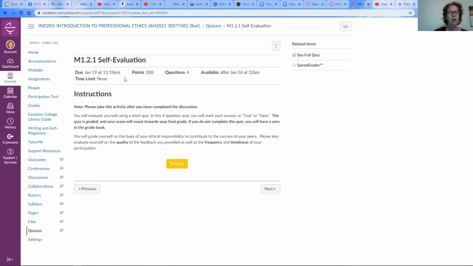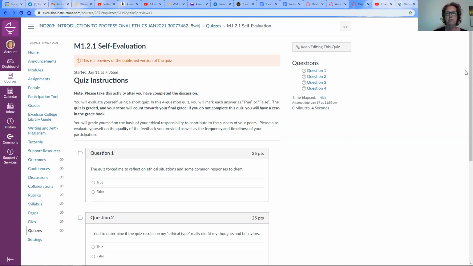So this is what the self-evaluation will look like, and you'll evaluate yourself by taking a short quiz. You'll have time to do this evaluation from Saturday until Tuesday of the following week. That gives you plenty of time to post your initial post, respond to your peers, and then answer the questions. The questions are going to be a little bit different for each module depending on what topics we're covering, but I'll just give you a brief preview of this first one here.